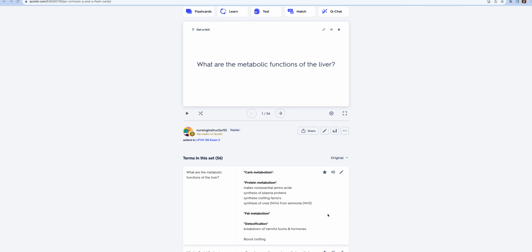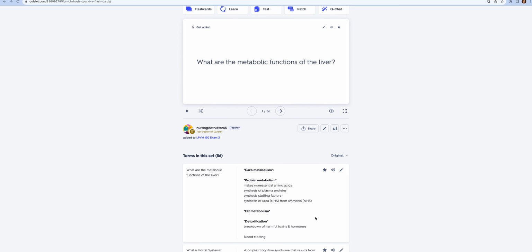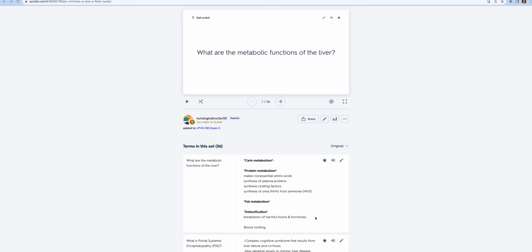It also synthesizes urea from ammonia. When the liver can no longer do that, the ammonia travels in the bloodstream and it crosses the blood-brain barrier, and patients become very confused. That high ammonia level makes patients become very confused. They get what's called encephalopathy, and we'll go into great detail about that. I'm not really going to talk about the fat metabolism, but detoxification. The liver can no longer break down harmful toxins and hormones.